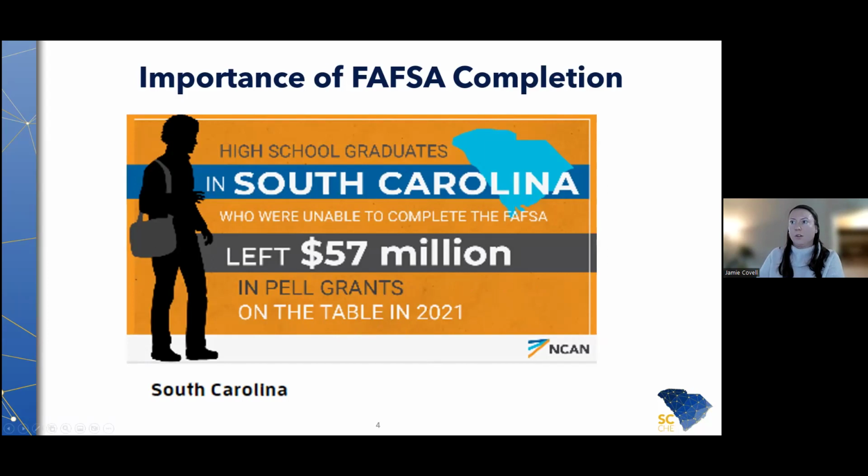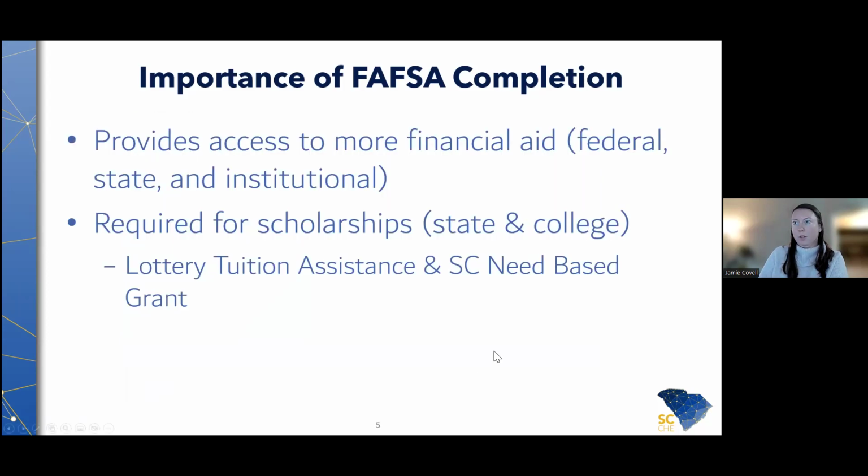Okay, so in South Carolina, we are leaving about $57 million in Pell Grants on the table. This means we're not accessing all of the free money that all of our students could qualify for and could get. This is why it's really important to get the FAFSA completed, so we can access what we're leaving on the table. This was in 2021, so I imagine it might be a little bit more for last year, but 57 million is quite a bit of funds. Good news is we're still accessing it, but we definitely have more that they could access.